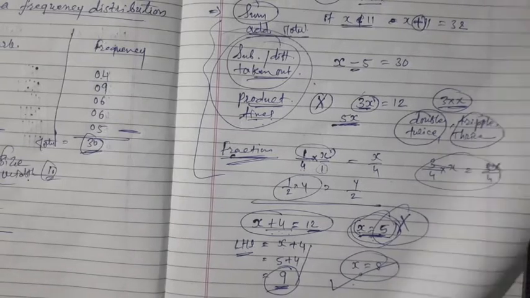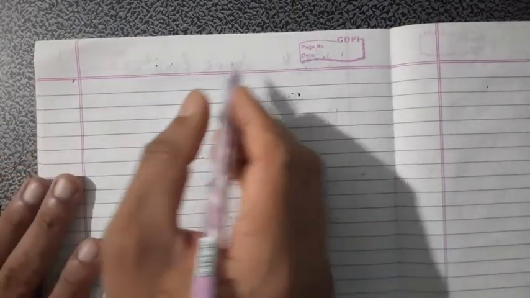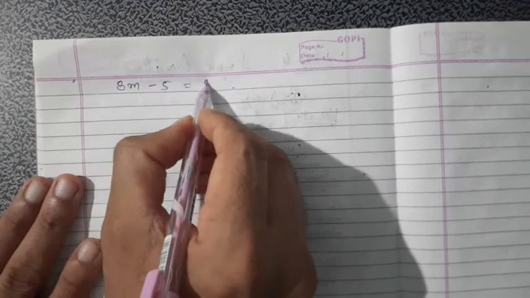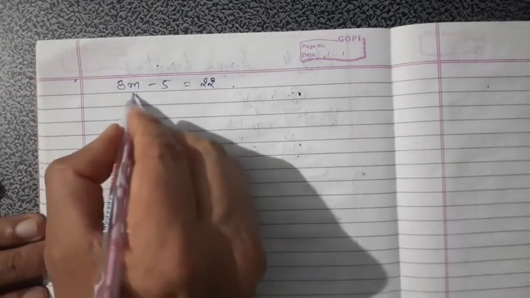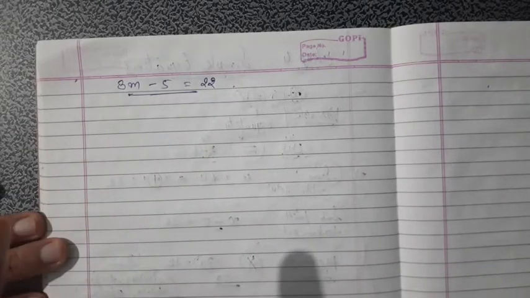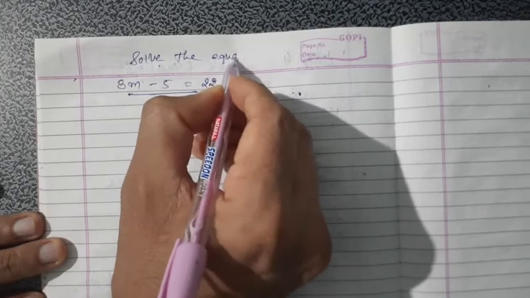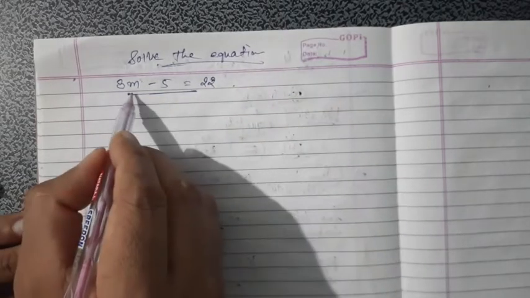Okay, now how to solve that equation? You know how to solve that equation. In the previous class you already solved such equations. So here suppose 3m minus 5 equal to 22, right? Now you just solve that equation, and solving that equation means you just find out the value of the variable.